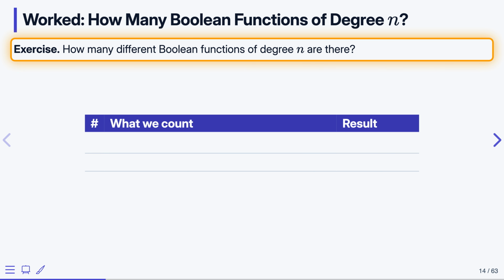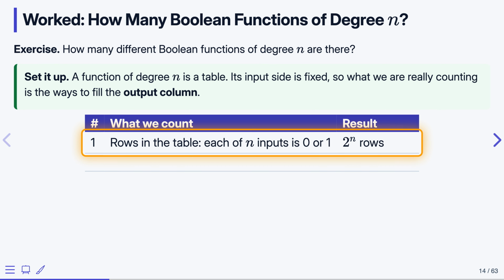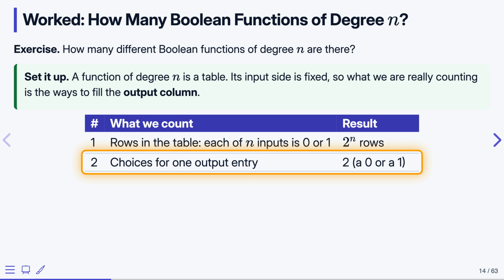Let's count the Boolean functions of a given degree. Set it up. Think of a function as a filled-in table. The input side is always the same, so the only freedom is in the output column. Counting functions means counting ways to fill that column. Step 1. How many rows are there? Each of the n inputs can be 0 or 1, so by the product rule there are 2 to the n rows.